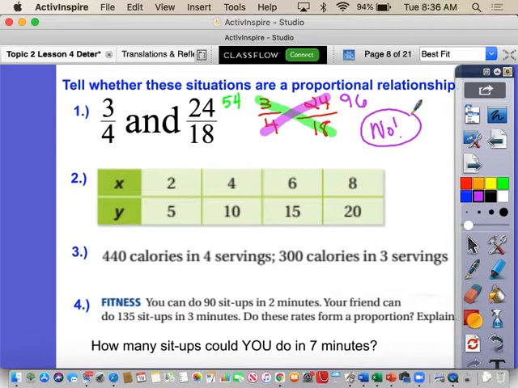Y by x, good enough. So we would do 5 divided by 2 for this first ratio. What does that give me for that unit rate? 2.5. And then we would do 10 divided by 4. 2.5 again. 15 divided by 6. 2.5. And 20 divided by 8. 2.5. All right, so since all of those have the same unit rate, are they proportional? Yes.